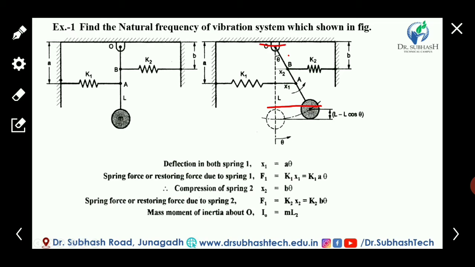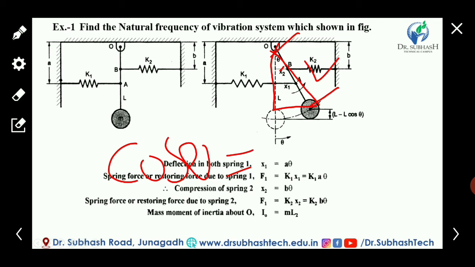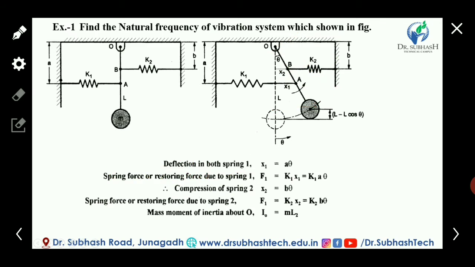Okay, so we find the distance from this point to this point with the help of trigonometry. We'll first consider the triangle, and here the angle is theta. So cos theta is equal to, this length is aL. So we find this distance from the fulcrum through this. Okay, so this is the unknown.